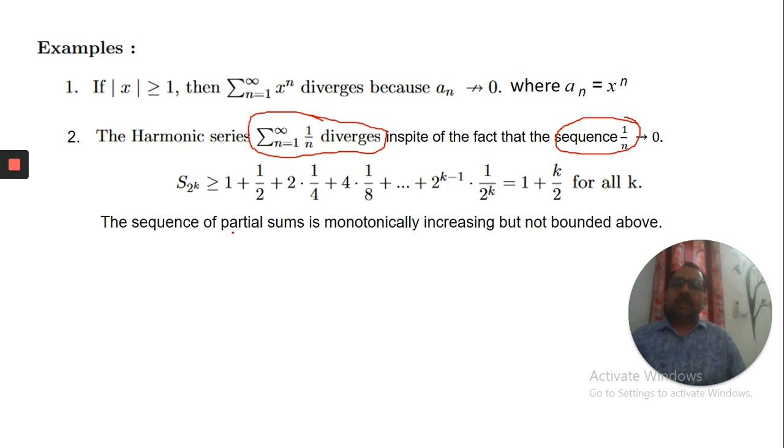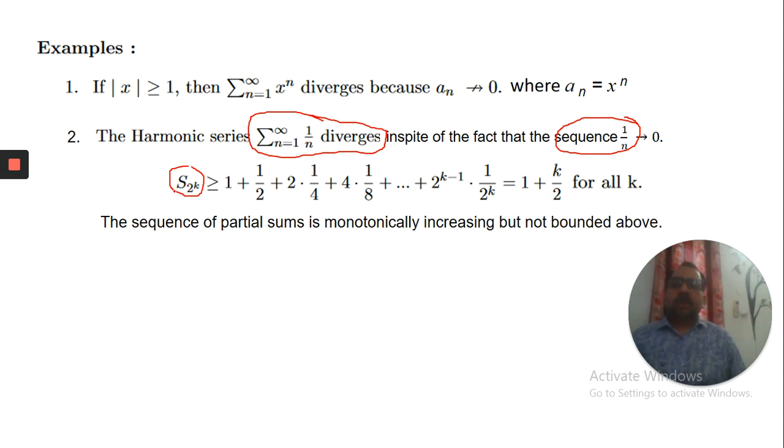Now let's see the sum of 2^k terms. This sum of 2^k terms is greater than the number 1 plus k by 2 for all k. It means if you take a k however large, we can find a partial sum which is bigger than any k.